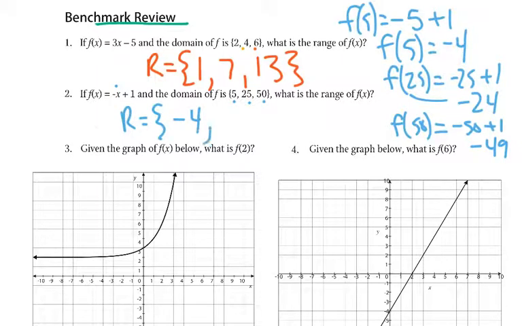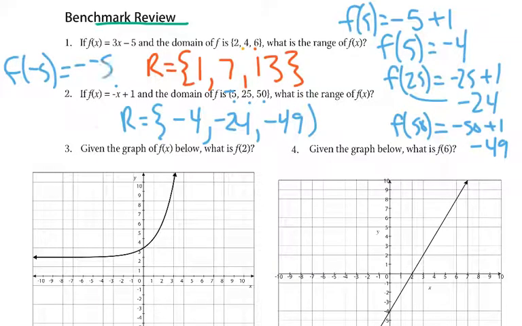So our range is negative 4, negative 24, and negative 49. Now, had we dealt with a negative 5, it would have ended up being a positive 5, just in case you see something like that.